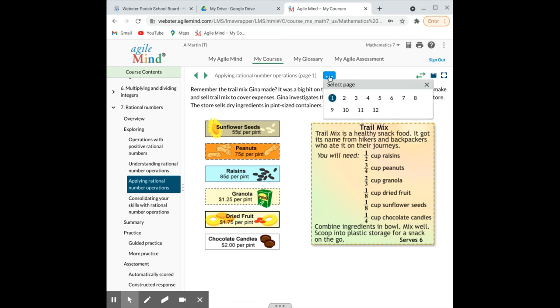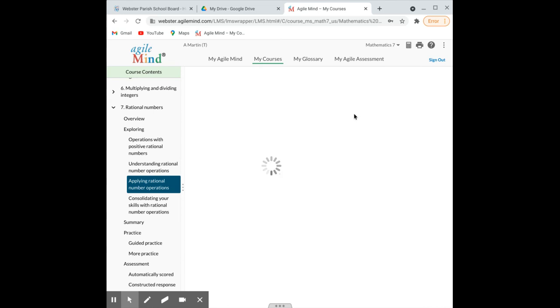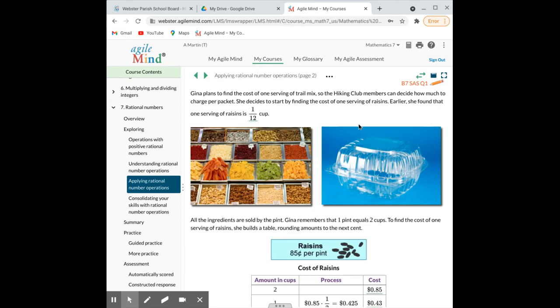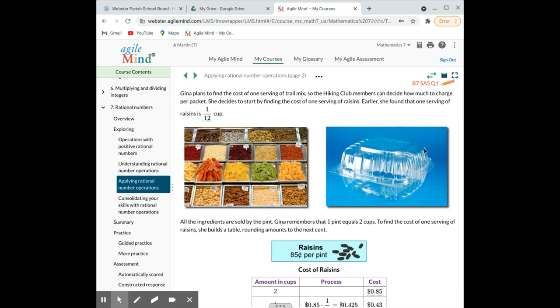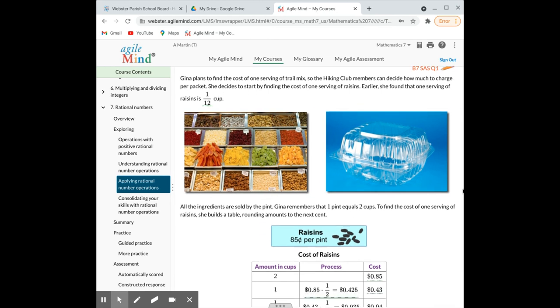So let's take a look at page 2. Emma, will you read this for us, please? Gina plans to find the cost of one serving of trail mix so the hiking club members can decide how much to charge per packet.